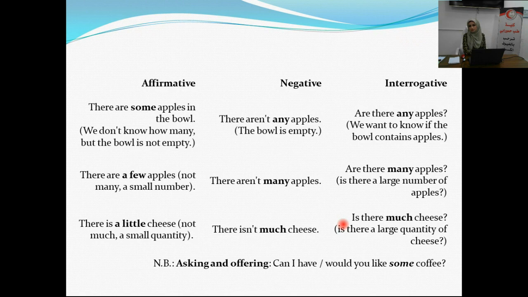Here we have a note, and you have to notice that when asking or offering something, when we have an indirect question, the purpose of which is to ask or offer something, we are going to say, can I have, or would you like some coffee? So this is an indirect request in the form of a question. Here we didn't use any as usual, but we use some because the sentence contains an offer or a request.